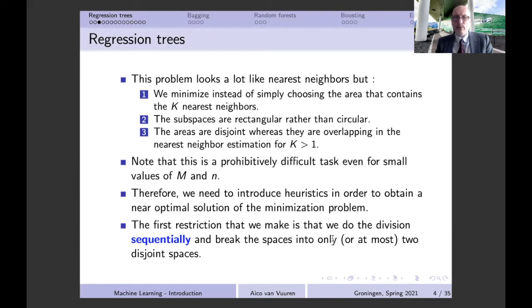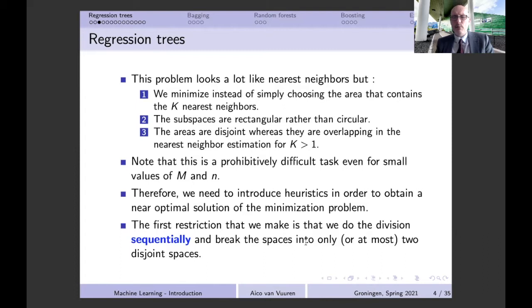And therefore we're going to make a couple of restrictions. The first and main restriction that we're going to make is that we are going to do the division sequentially and break up the spaces into only 2 disjoint spaces. So what does that mean?